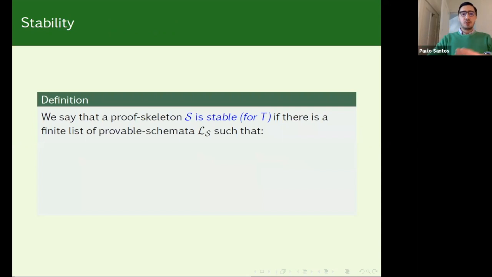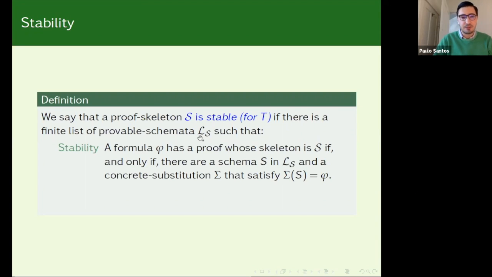And here I'm going to show the approach that we chose. We say that the proof skeleton S is stable for a fixed theory, of course, if there is a finite list of provable schemata such that it satisfies the stability condition. Namely, a formula has a proof whose skeleton is the stable one exactly when there is a schema in the finite list and a concrete substitution such that the image of the schema is the formula.